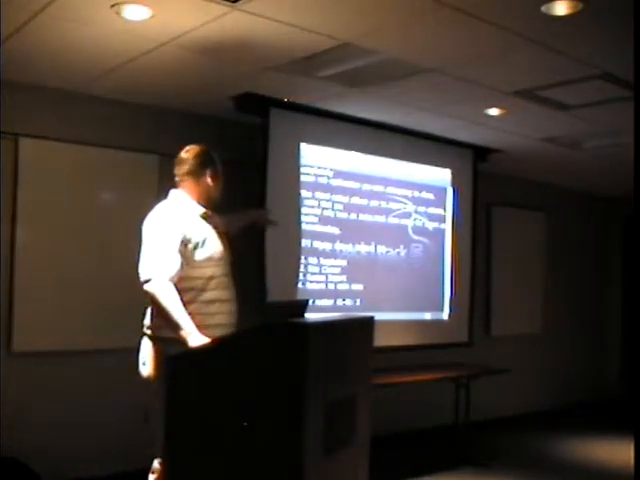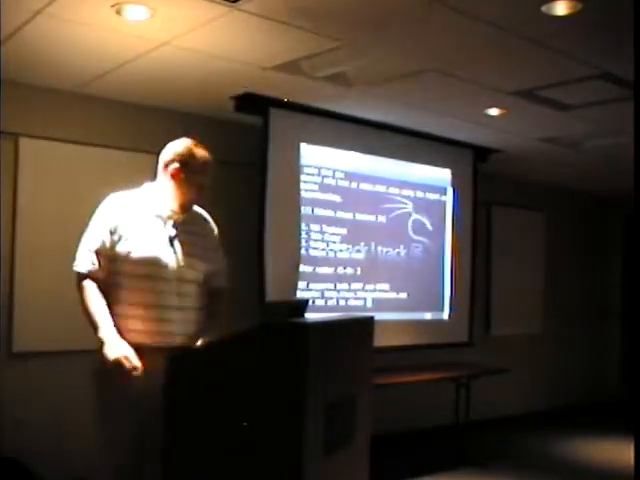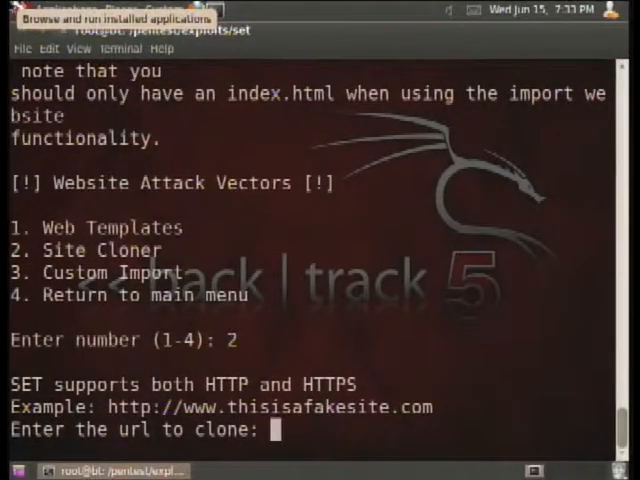But so we're going to select the Java applet method, and what SET will do is it'll go out to a website, and whatever website you specify, it'll pull the website down, it'll automatically reprogram it, and then inject all the bad stuff into it, and then set up a web server for you. It's highly customizable, but we'll just go ahead and do a quick demo of Gmail. So gmail.com.